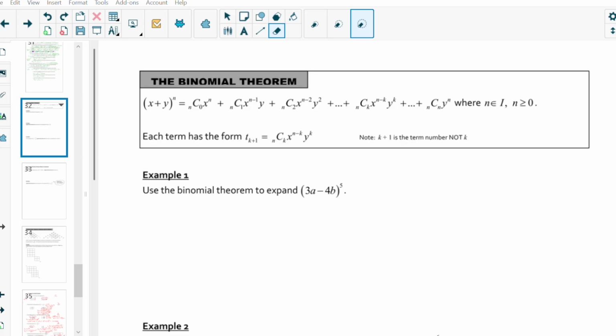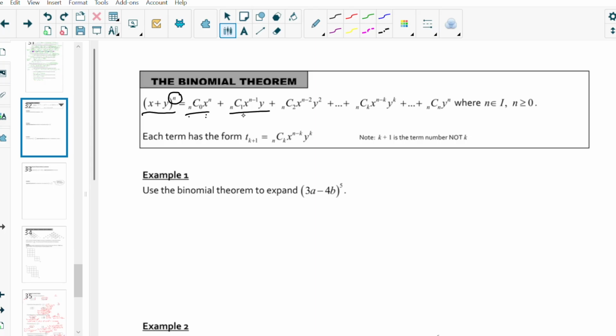Okay, we're back for our final lesson, binomial theorem. So this is a bit of a long one, so let's get going here. All right, binomial theorem. When I have a binomial raised to the exponent of n, it follows this pattern.